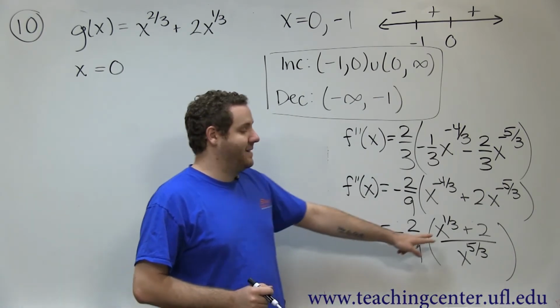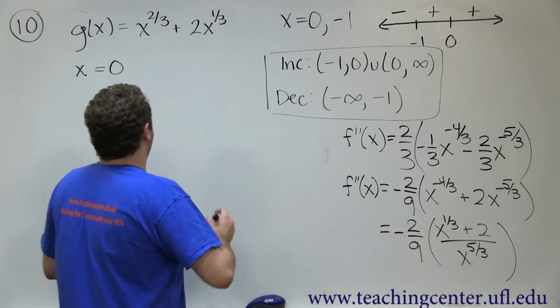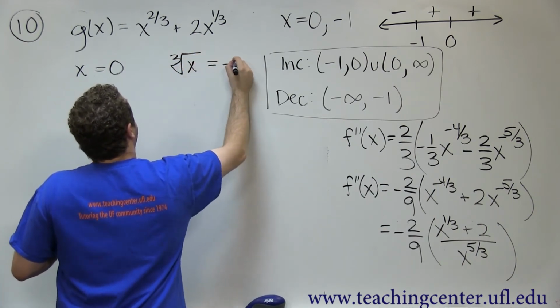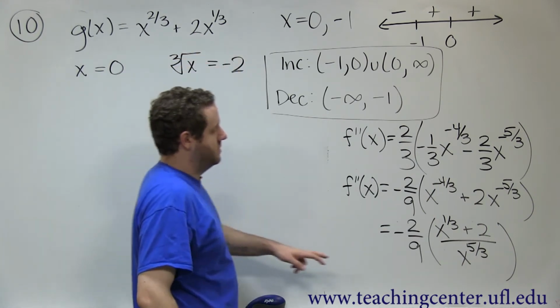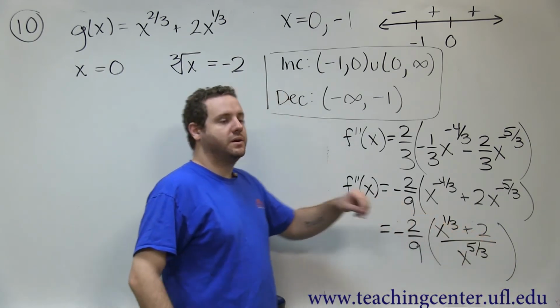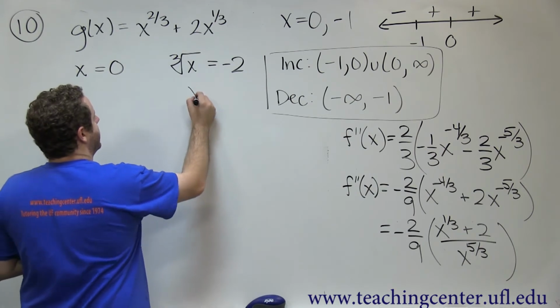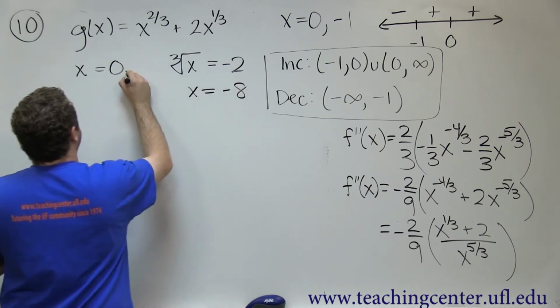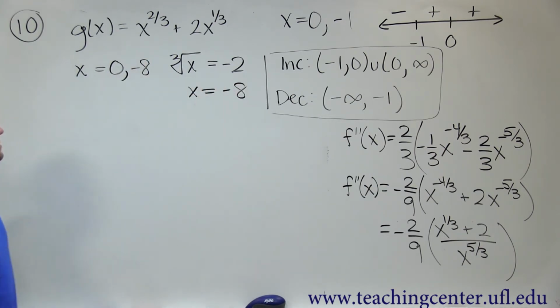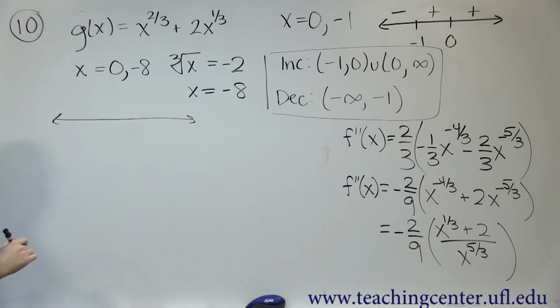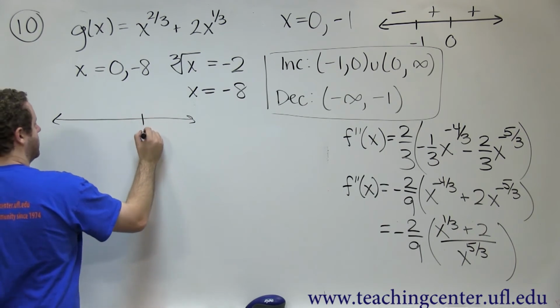Well, that's going to have to be negative 8, because we're solving the equation essentially cube root of x is negative 2. So if cube root of x plus 2 equals 0, cube root of x equals negative 2. If you cube both sides, you get x equals negative 8. So those are our two critical numbers that we're going to put on the number line for the second derivative, 0 and negative 8.